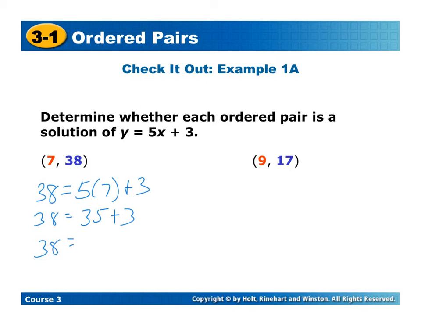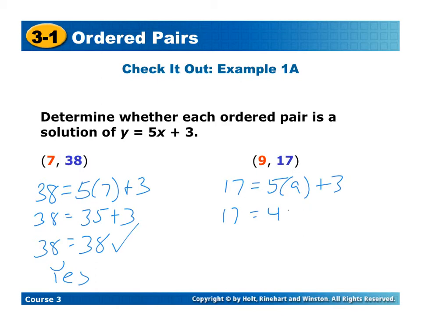And then 3 plus 35 is 38. And since 38 is equal to 38, yes, this is a solution. In our second one, we have y equals 5 times 9 plus 3. So here, I can already tell that it's not going to work because 9 times 5 is 45, and since we're getting bigger, we know that they are not equal, so this is not a solution.